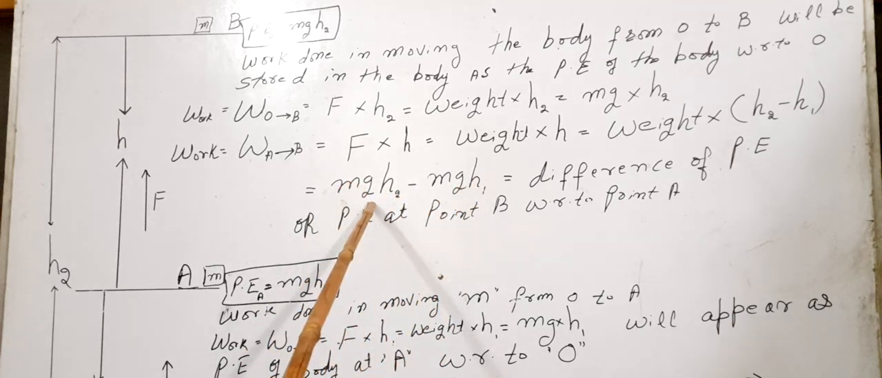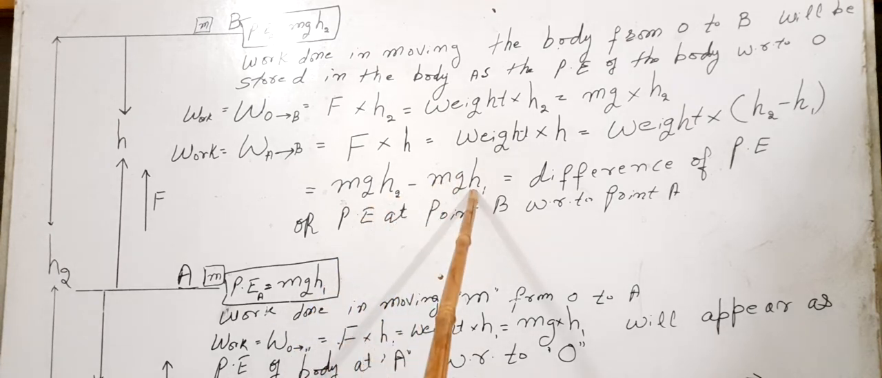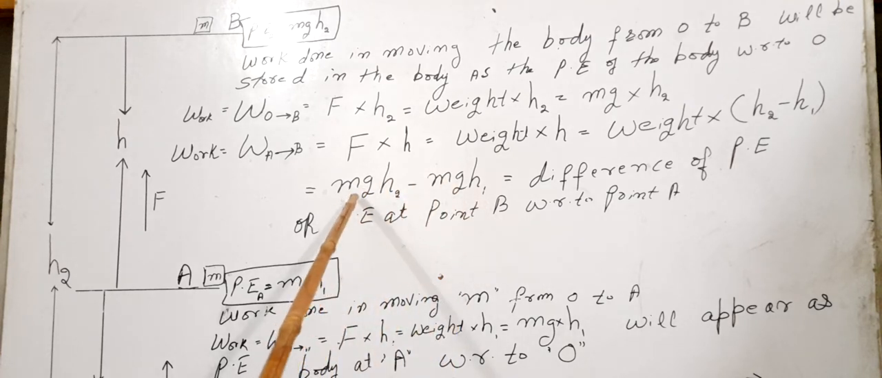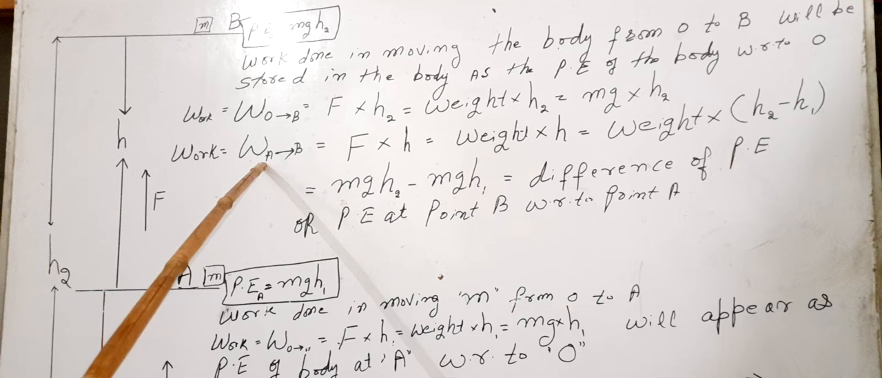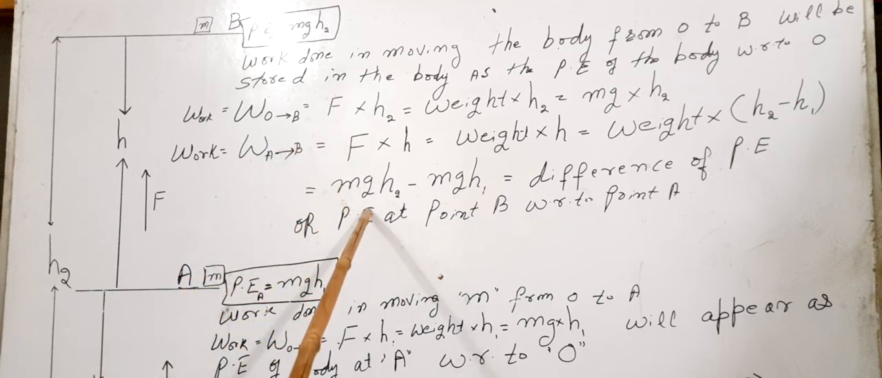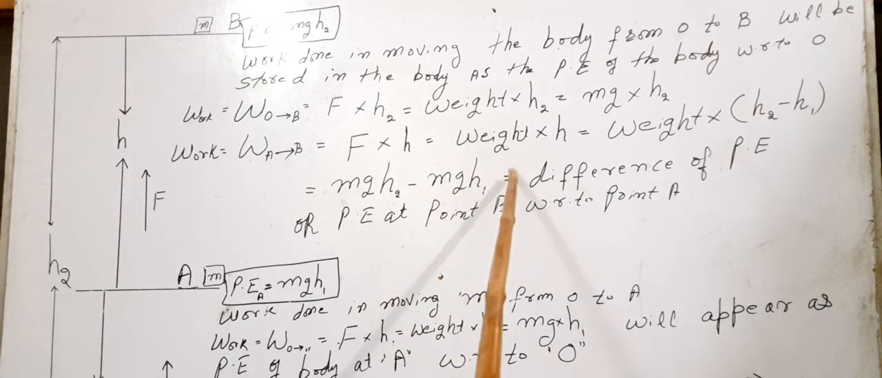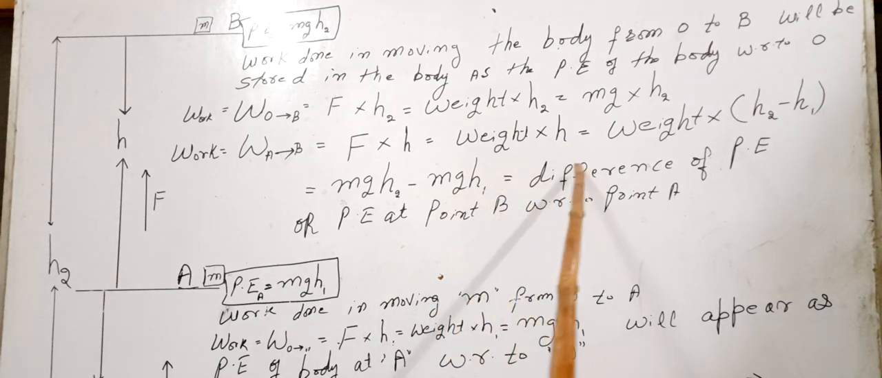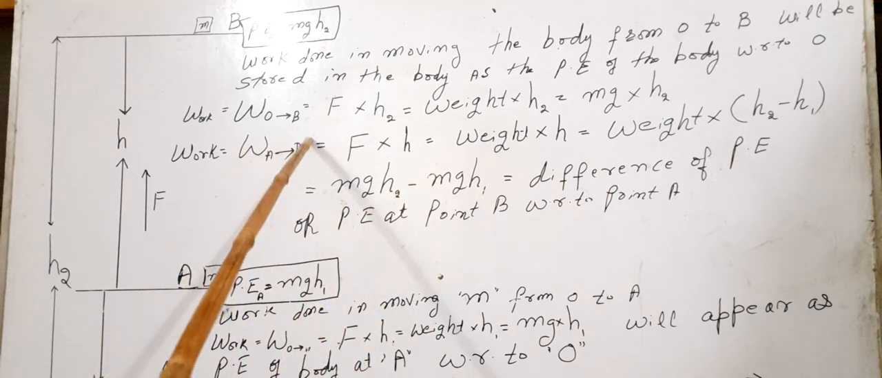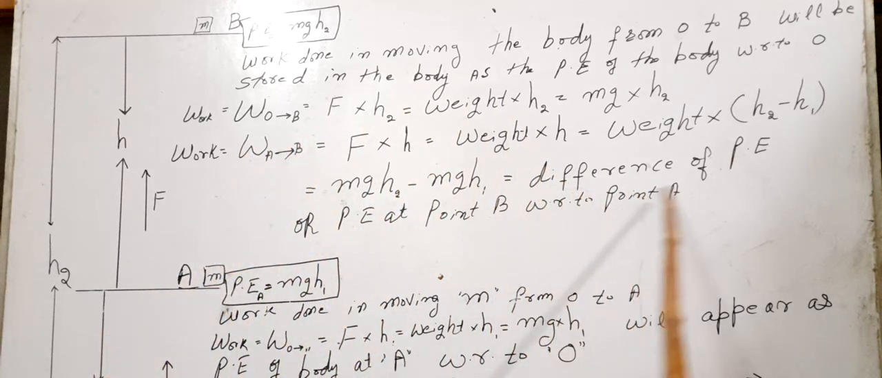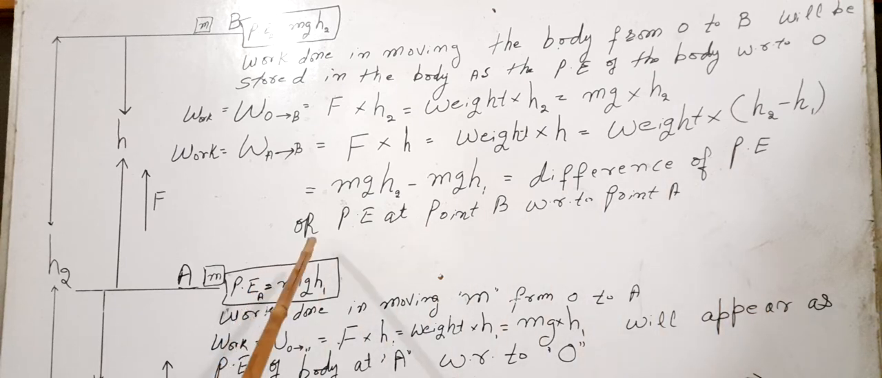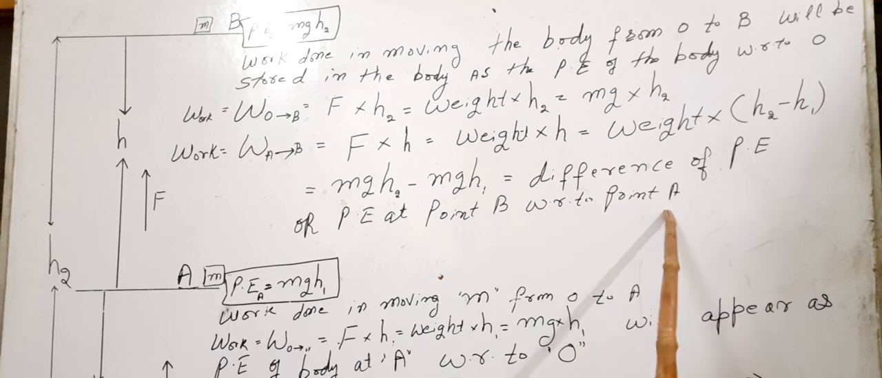mgh2 is actually the potential energy of the body at point B, and mgh1 is the potential energy of the body at point A. Again, we will get the same formula: the work done in moving the body from A to B will be equal to the potential energy at the upper point minus the potential energy at the lower point. Or we can simply say that this work done in moving the body from A to B will be equal to the difference of potential energy, or the potential energy at point B with respect to point A.